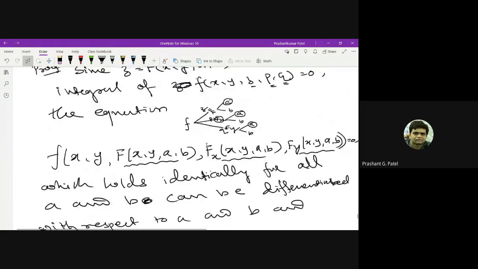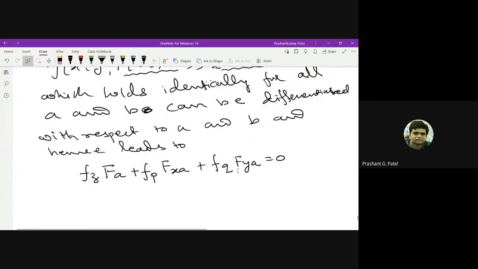Why is it Fxa? Because Fx is already there, and then you are differentiating with respect to a again. So it is del square F upon del x del a, and in the same way it is on this side. If you differentiate with respect to b, then you will have Fz Fb plus Fp Fxb plus Fq Fyb equal to 0.